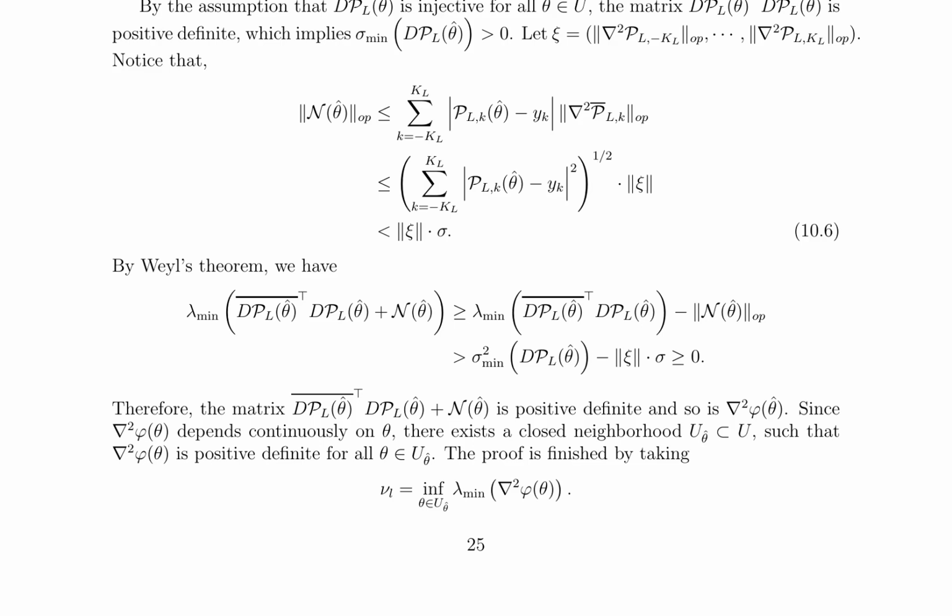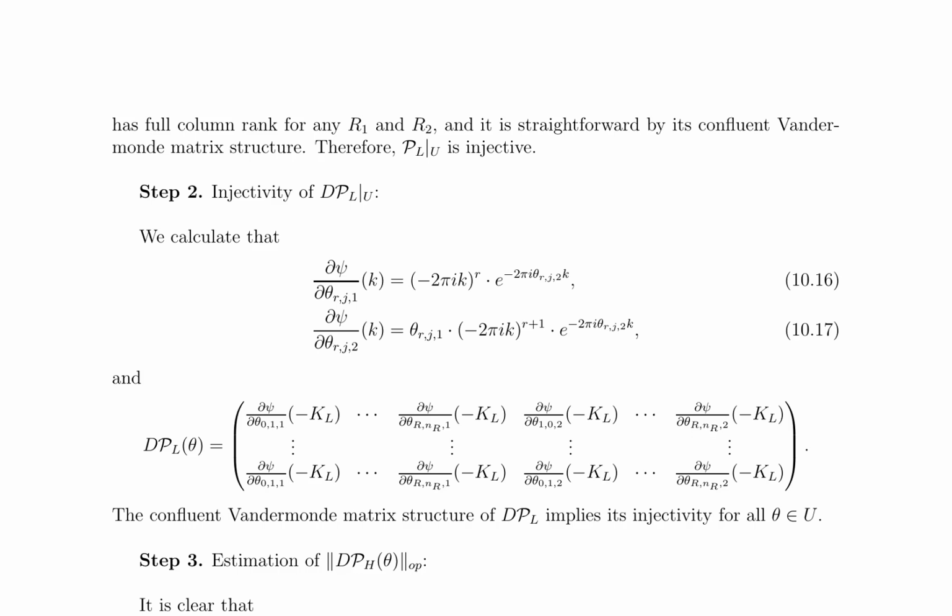Subsequently, the proof of Theorem 4.1 is presented, focusing on the injectivity of PL, U and dPl, U. The matrix forms of the equations are explained, along with the application of Weyl's theorem. The injectivity of dPl, U is demonstrated through the calculations of partial differential psi, partial differential theta j, 1, k, and partial differential psi, partial differential theta j, 2, k.